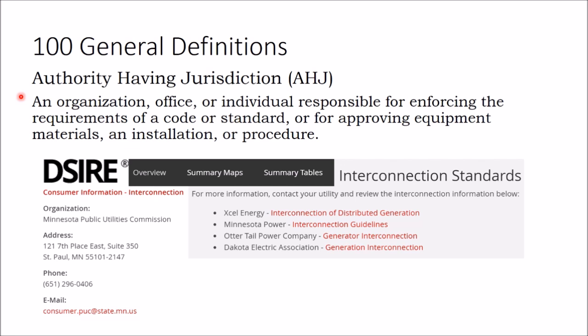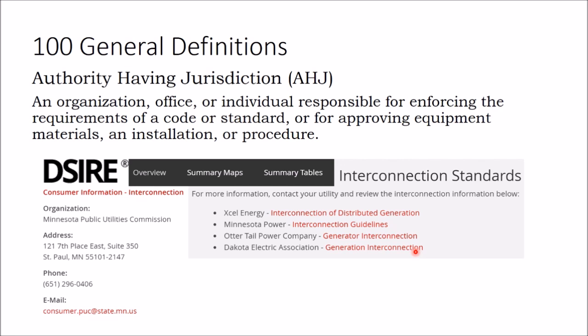You can use the DSIRE website. You can pull up the interconnection standards, rules, and regulations for a given state, and that will pull up the Public Utility Commission, and then you can bother them about it, and they will refer you to who the distributor is in the area.